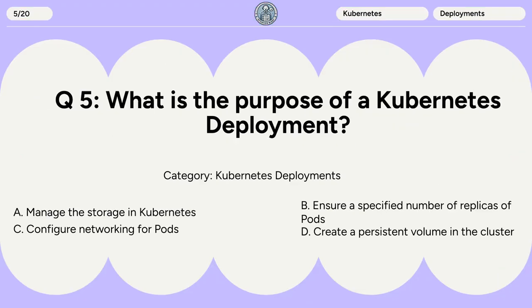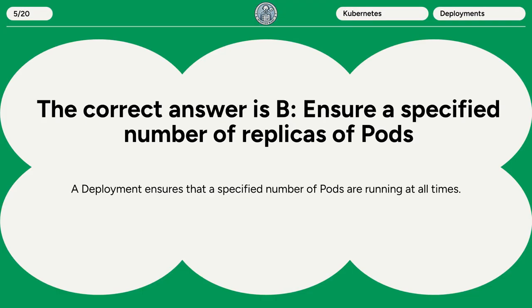Question 5. What is the purpose of a Kubernetes deployment? A. Manage the storage in Kubernetes. B. Ensure a specified number of replicas of pods. C. Configure networking for pods. D. Create a persistent volume in the cluster. The correct answer is B. Ensure a specified number of replicas of pods. A deployment ensures that a specified number of pods are running at all times.